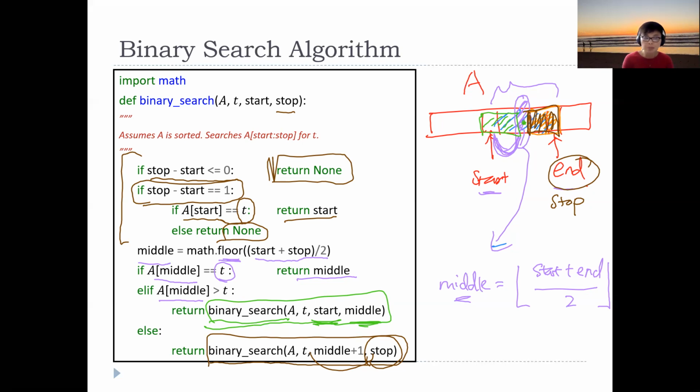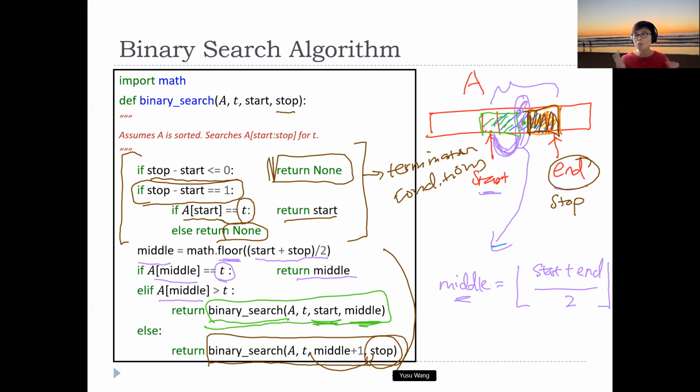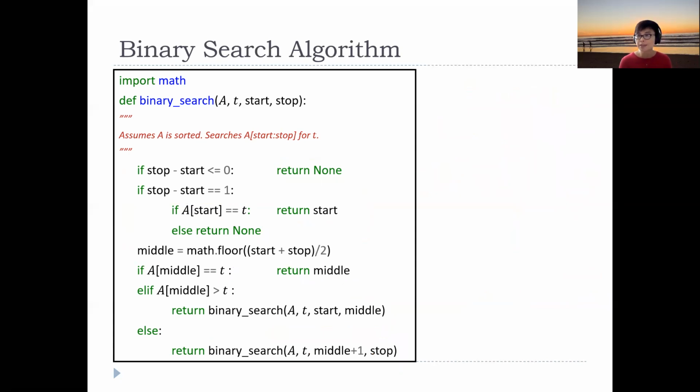So that's the entire algorithm. These are the termination conditions. And these are the recursive calls to help break down the problem smaller and smaller. Okay, so that's the pseudocode of what we just described.